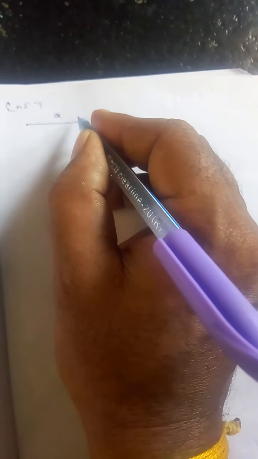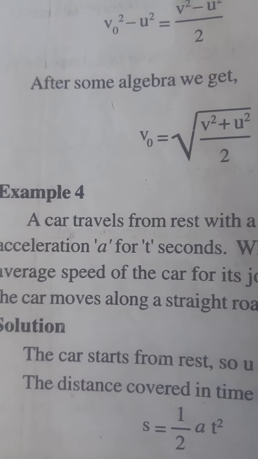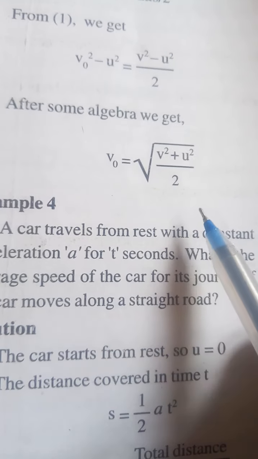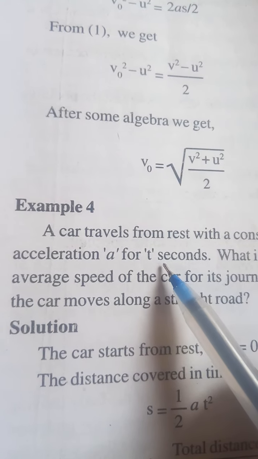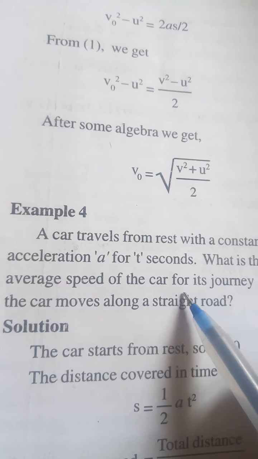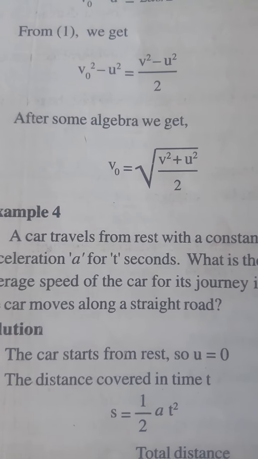Next, example 4. A car travels from rest with a constant acceleration a for t seconds. What is the average speed of the car for its journey if the car moves along a straight road?